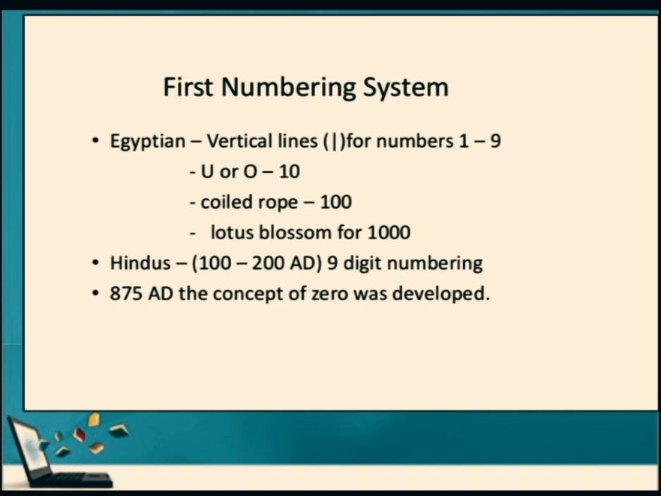My name is Carlo English. First numbering system. Egyptians used vertical lines for the numbers 1 to 9, then a U or O shape for 10, a lotus for 1000, and a quadruped for 100. Hindus, 100 to 200 AD, 9-digit numbering. 875 AD, the concept of zero developed.